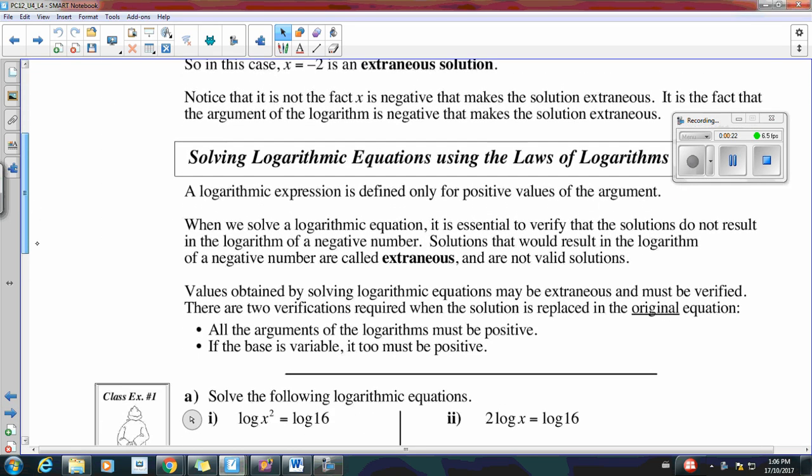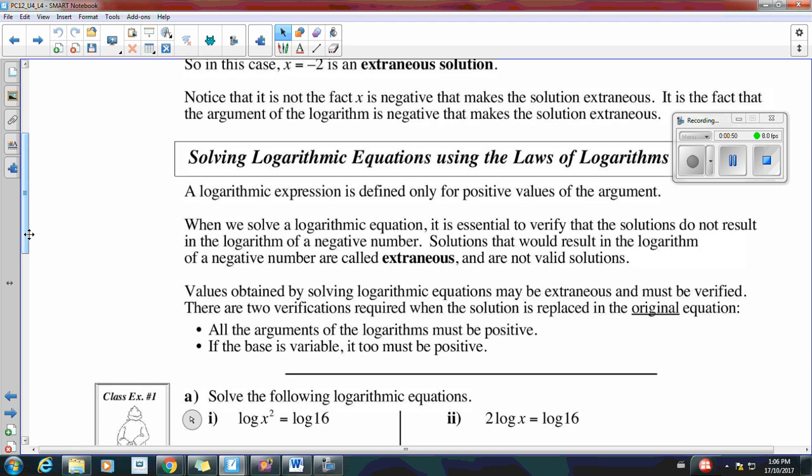Here, solving logarithmic equations using the laws of logarithms. A logarithmic expression is defined only for positive values of the argument. When we solve a logarithmic equation, it is essential to verify that the solutions do not result in the logarithm of a negative number. Solutions that would result in the logarithm of a negative number are extraneous and are not valid solutions. Values obtained by solving logarithmic equations may be extraneous and must be verified.